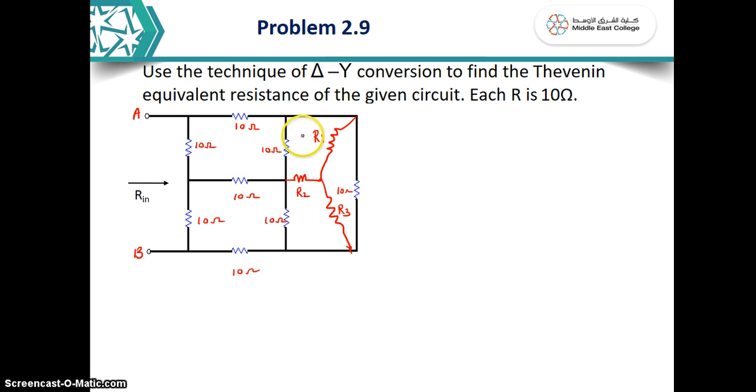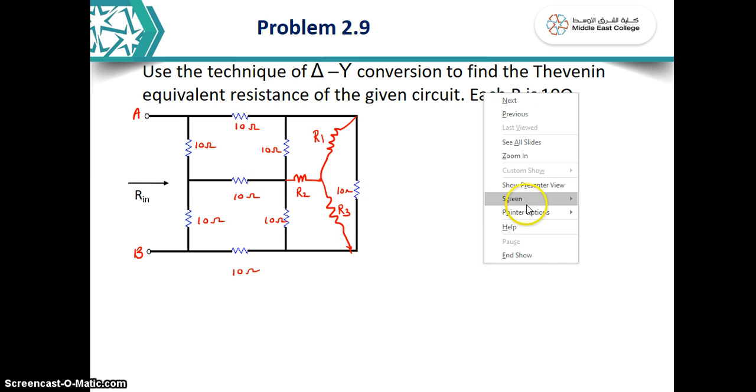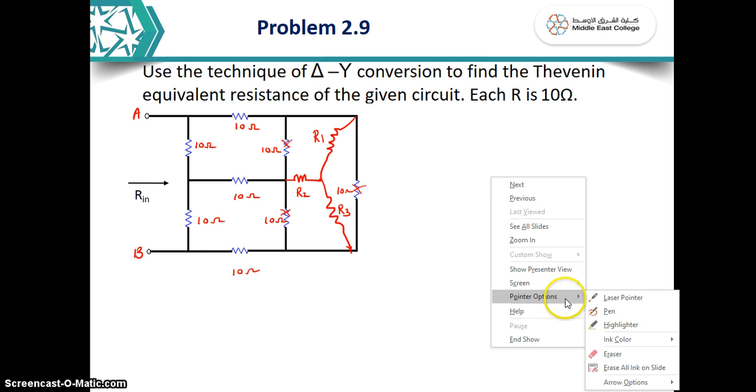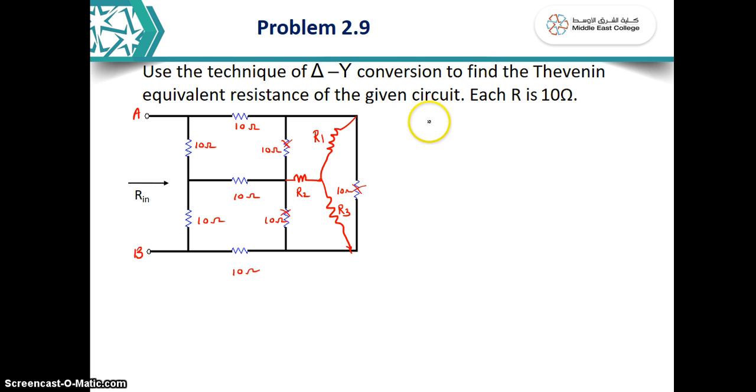Before that, I will redraw this diagram. This part, no changes here. Only these three resistors will go off. They will be replaced by the Y network. So let me see how your circuit will now look. The initial part has no change. So you have A. From A, you have a 10 ohm resistor. This 10 ohm, this 10 ohm, this 10 ohm, this 10 ohm. No change for this part.